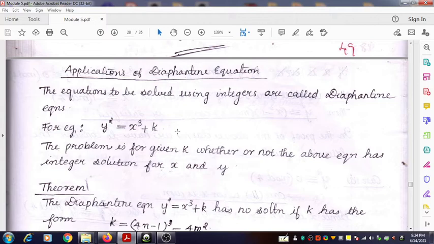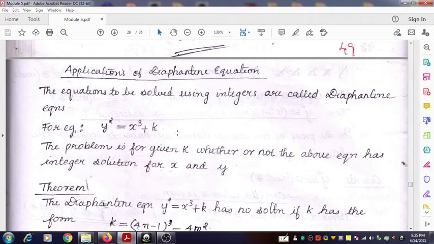Welcome to a short discussion on Diophantine equations in number theory. What is meant by a Diophantine equation? If an equation which contains variables is to be solved for integer values, it can be called a Diophantine equation.